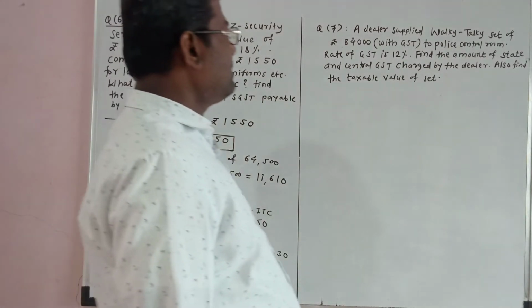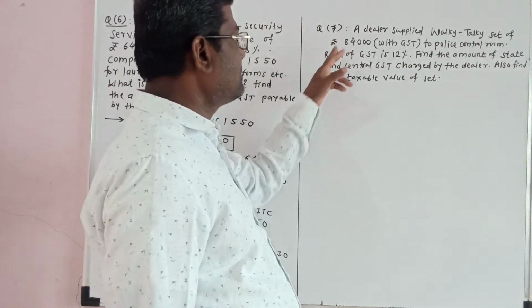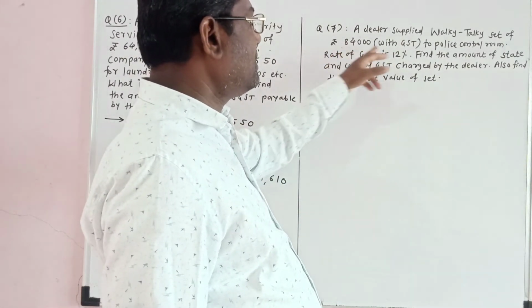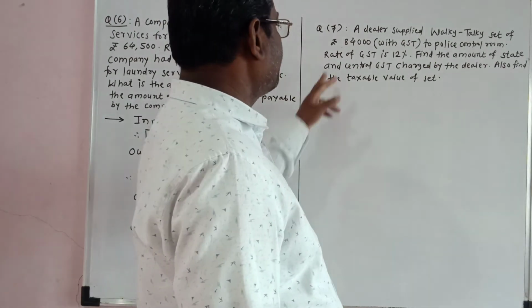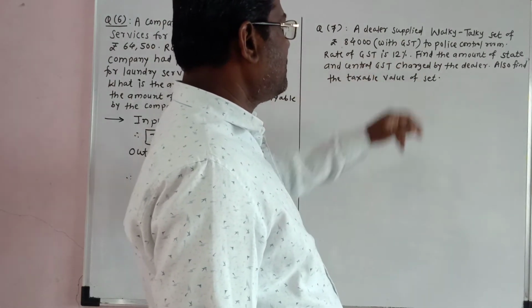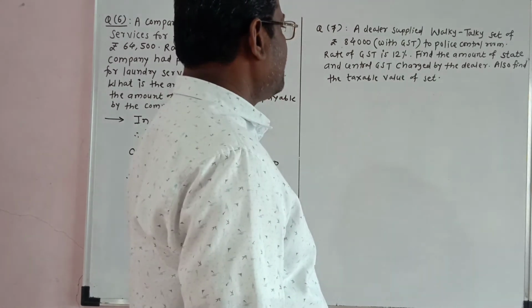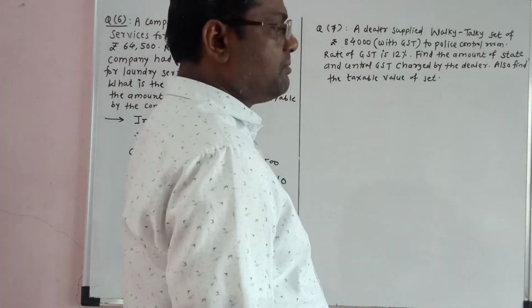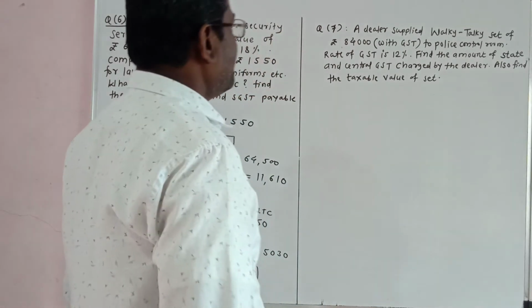Example number 7. A dealer supplied a walkie-talkie set of rupees 84,000 with GST to the police control room. Rate of GST is 12%. Find the amount of state and central GST charged by the dealer. Also find the taxable value of the set.